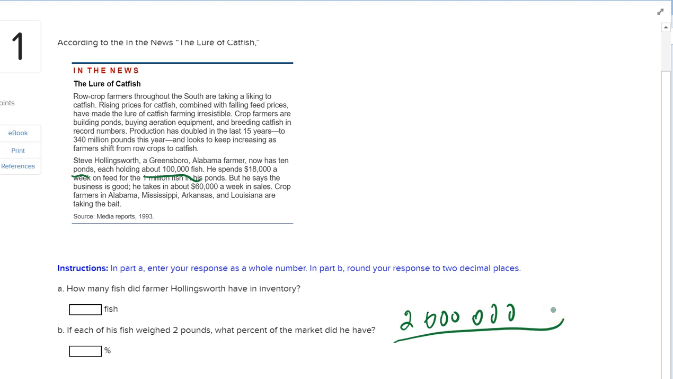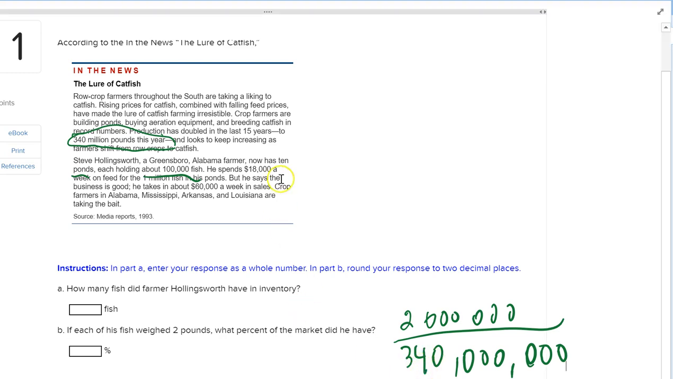And you've got to find the total here. And if you do the calculations, they give you the number of 340 million pounds this year. So that's the total. So you ask yourself, what does 2 million out of 340 million represent? And it's just a ratio. So you want to know what percent 2 million represents of the total. You do a simple division problem, multiply the result by 100, make it a percentage, and there you go.